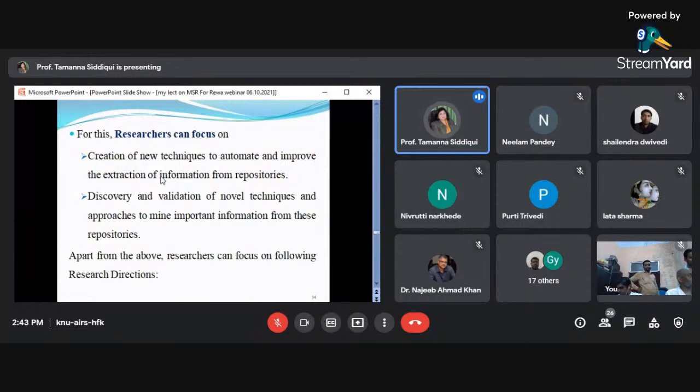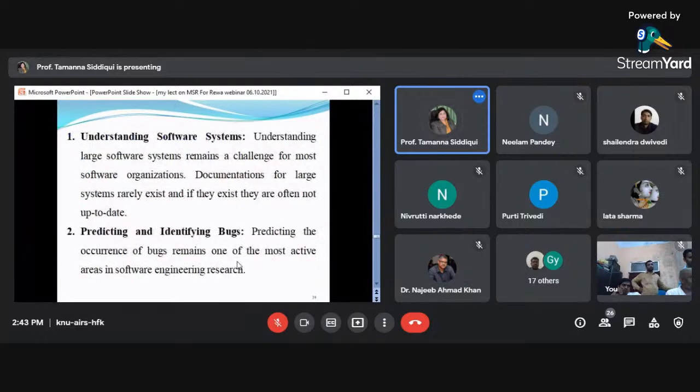My algorithm was related to obtaining the lines of code and source comments. Others can do other things. So, discovery and validation of novel techniques and approaches to mine important information from these repositories. Apart from the above, researchers can focus on the following research directions. These are the possible research directions in the MSR field.